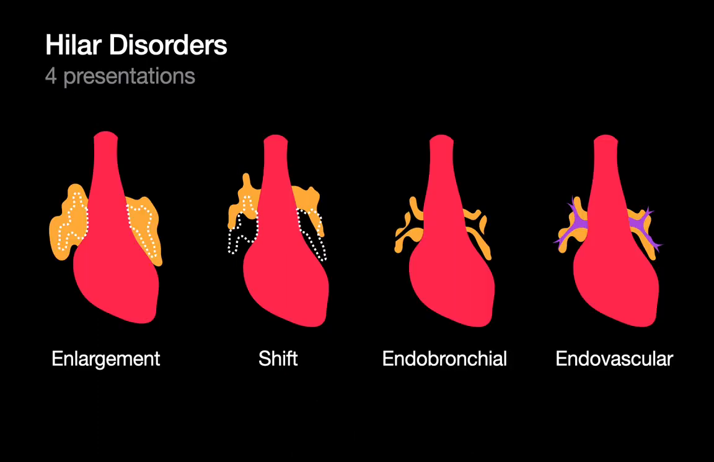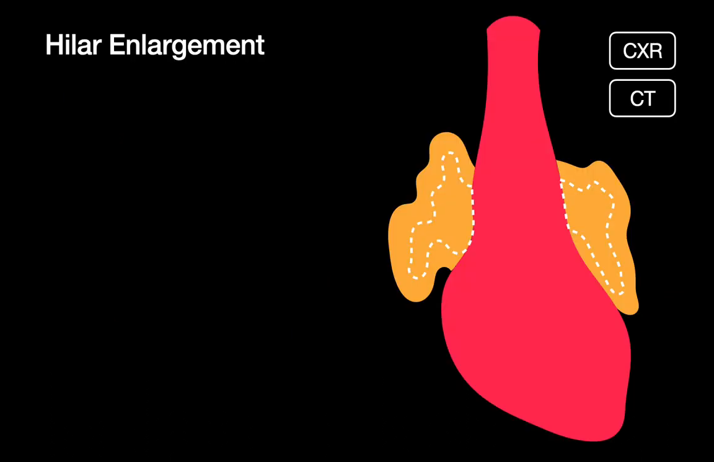So there are four different ways hilar disorders may present on imaging: as enlargement, as superior or inferior shift, as an endobronchial process, or as an endovascular process. Let's begin with disorders that present as hilar enlargement. The hila are composed of three structures: airways, pulmonary vessels, and lymph nodes, and any of these can cause hilar enlargement.